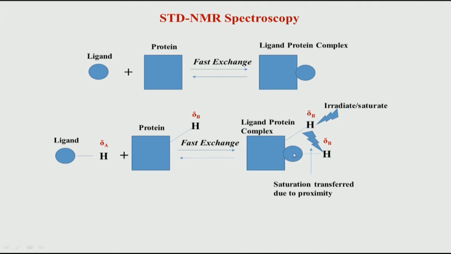So, because of spin diffusion, if I destroy the magnetic polarization of this hydrogen by irradiation, the destruction is communicated to all the protons in this whole system. One of the protons in this system is the hydrogen of the ligand, which is now bound to this protein complex. So, this is also now part of the system. That means any hydrogen which you saturate, the saturation is communicated throughout; it is propagated.